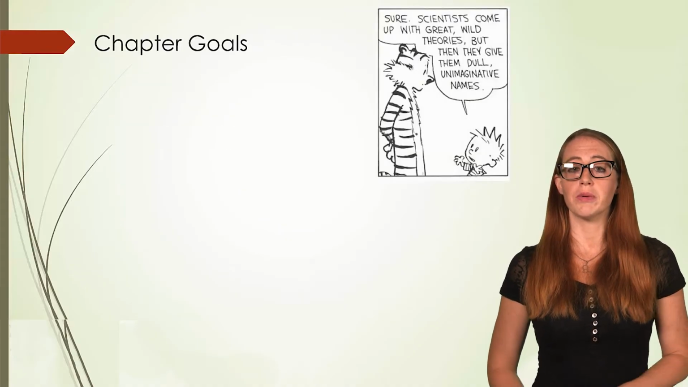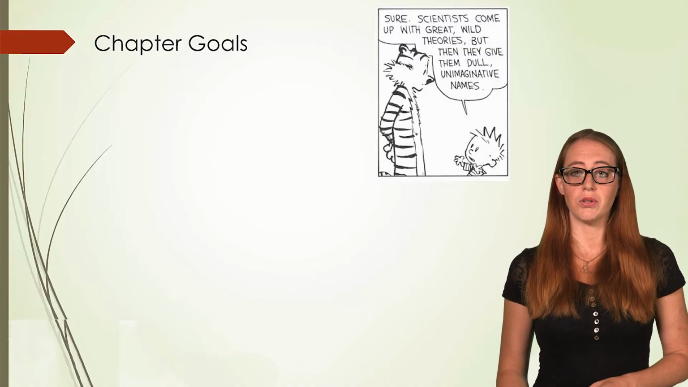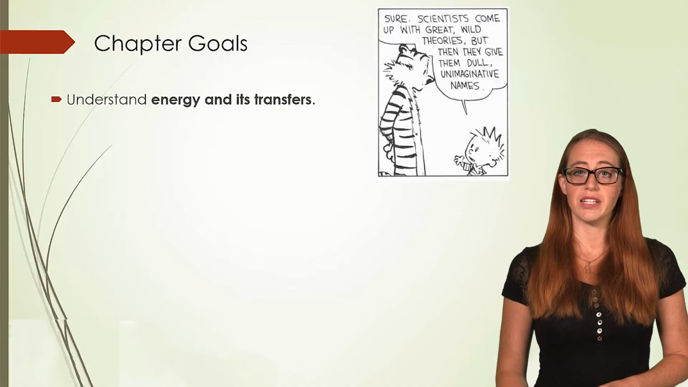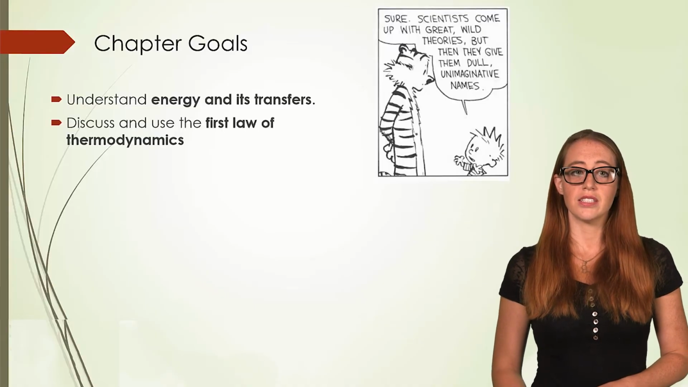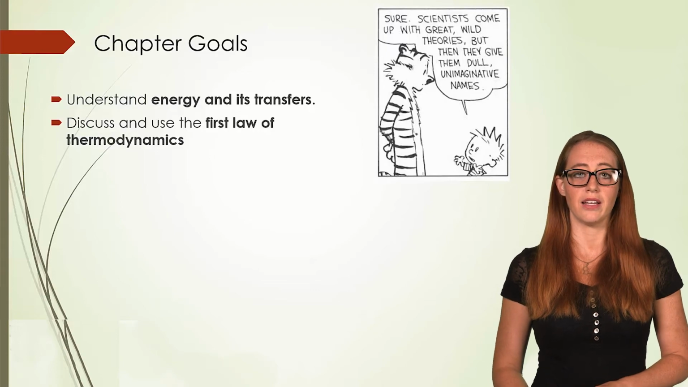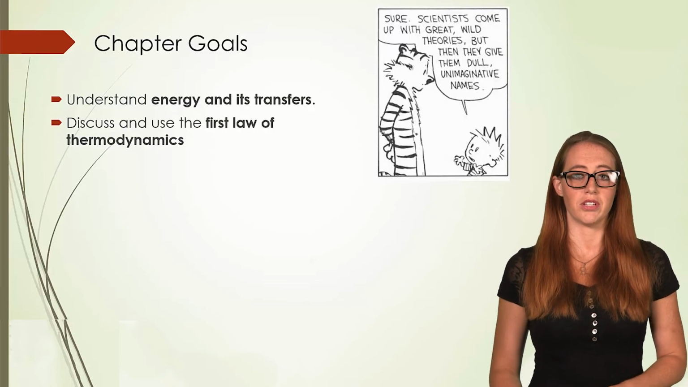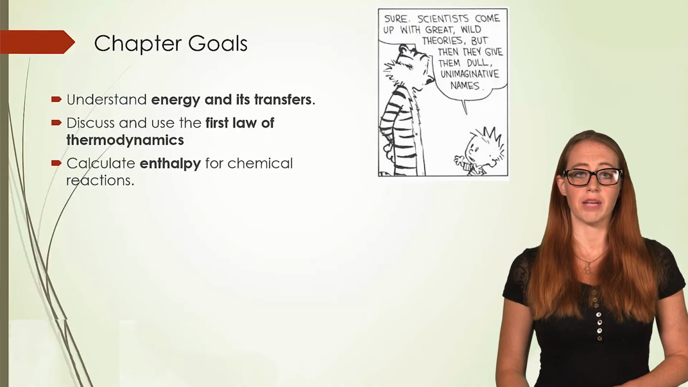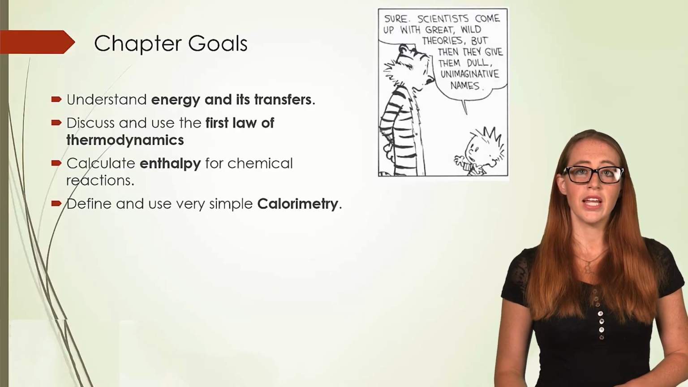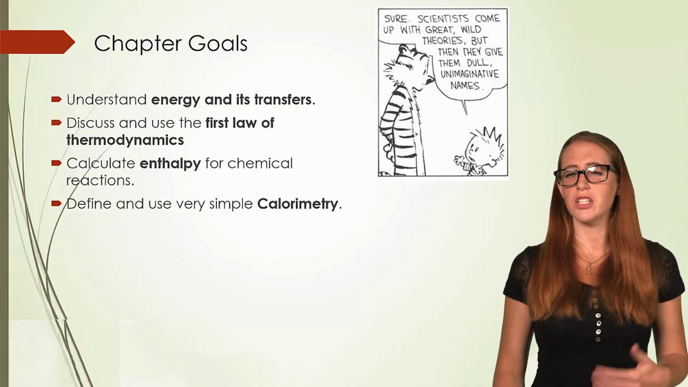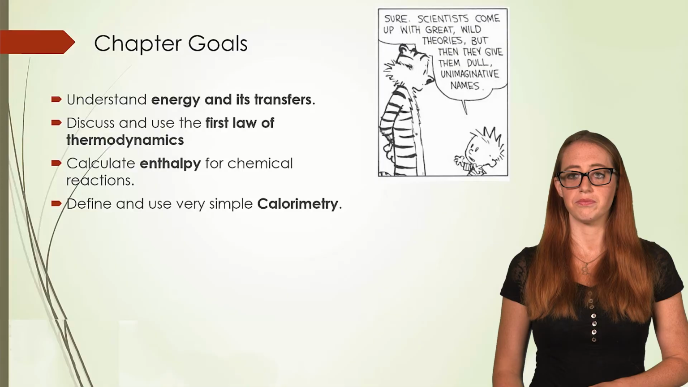So first off, what are we going to do in this chapter? We have several goals throughout the chapter. The main principles that we will be covering is understanding energy and its transfers, discussing our first law of thermodynamics and all the problems that are associated with that. That'll be a very large portion of this chapter. And then a part of that will also be calculating enthalpy for chemical reactions. And then finally, define and use very simple calorimetry, which is actually a part of all of the other sections.